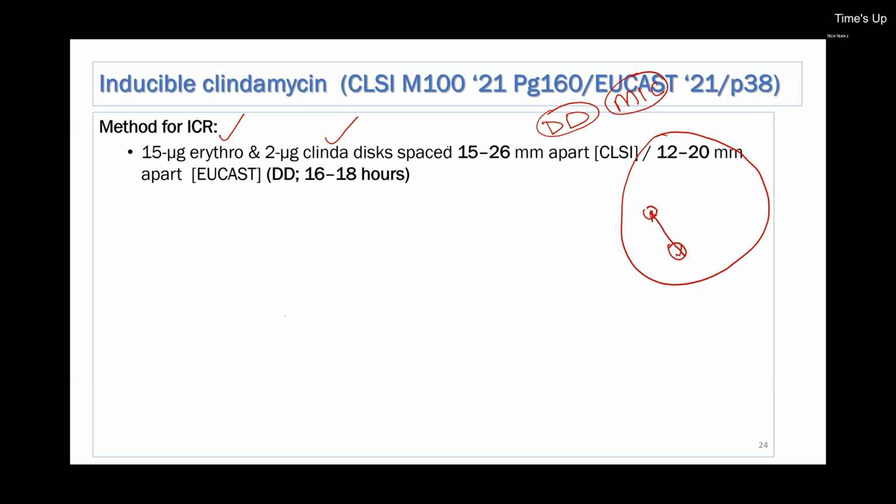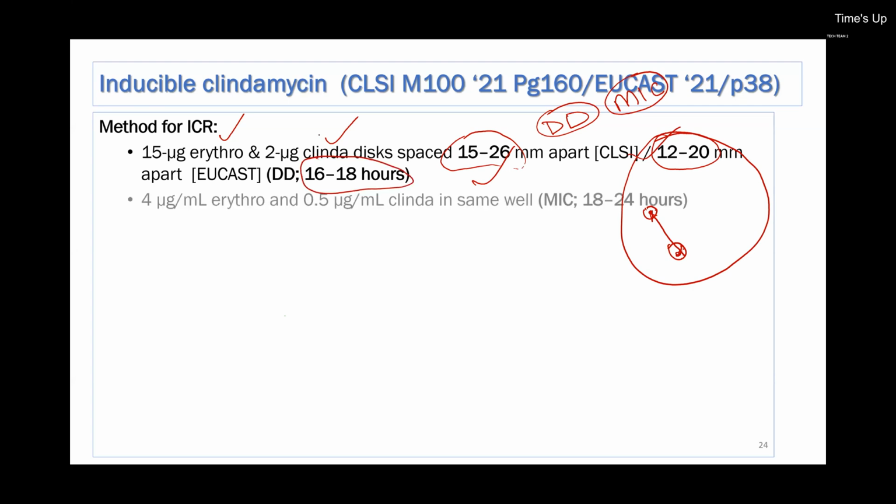CLSI says that the distance can be in the range of 15 to 26 mm from center to center, and EUCAST says that it can be 12 to 20, but it should be adequately spaced. You have to keep these two in mind. Once we place them, the incubation should be 16 to 18 hours, a standard incubation.